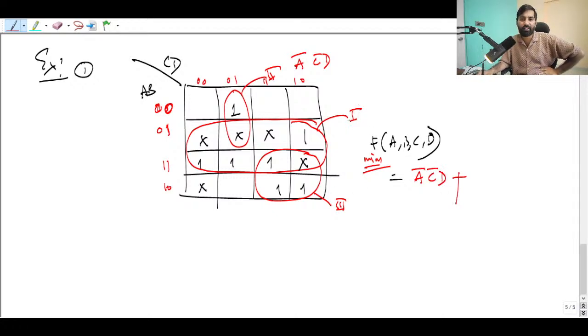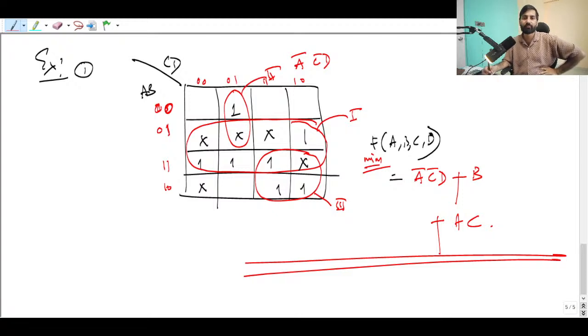let me write this also. So this is going to give you, cd is changing, right? So don't include cd, only b is present here, which is not changing, so you will say b plus. Now in this case, you see, guys, what is not changing is a, and in this case what is not changing is c. So you will get this kind of result, right? a bar c bar d plus b plus ac. So what do you think? This is a unique answer.